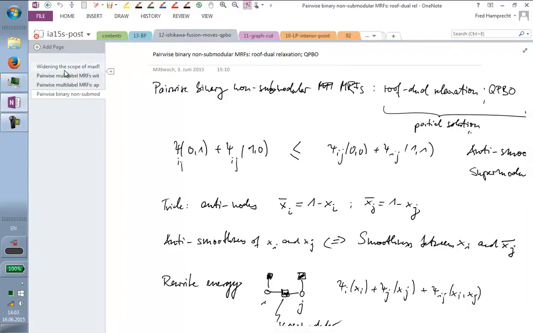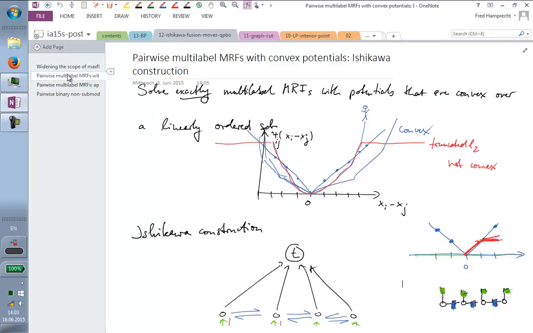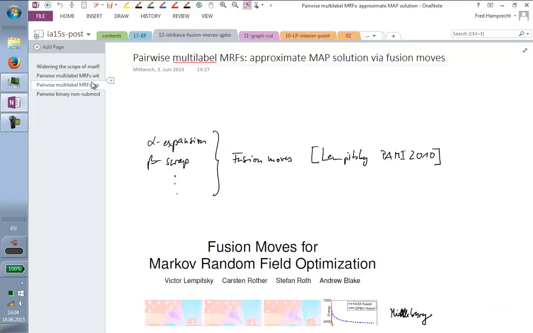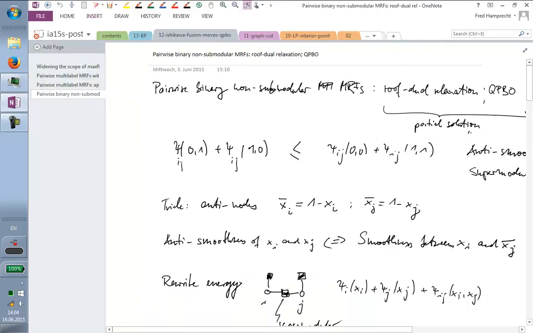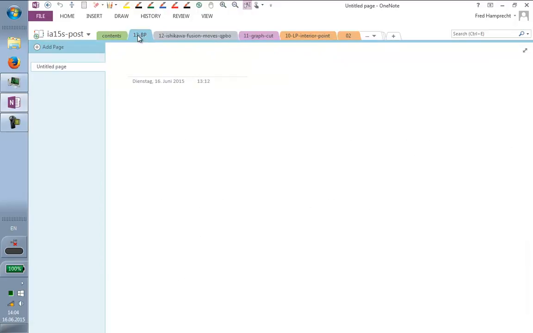So last time we looked at a couple of approximate inference methods. This one was exact for multi-label MRFs if we have convex potentials. Then we looked at one which was approximate but worked with arbitrary potentials. And then we saw one that gives us at least partial results, but not complete results, for the NP-hard multi-label MRF problem.